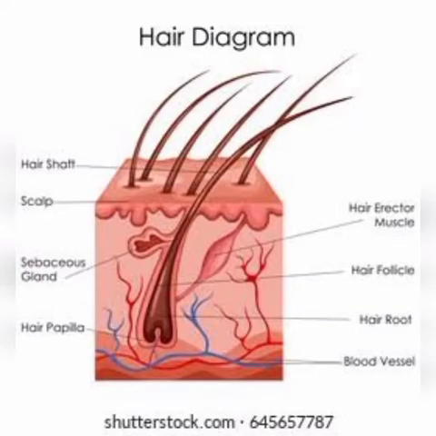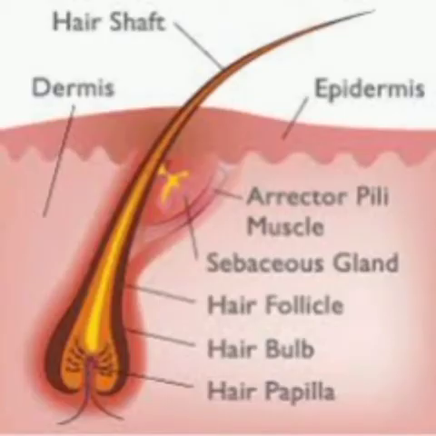Now the next is the root. The root is the hair lying beneath the skin surface. That's the scalp. So you don't actually see this part that we're talking about. Now the next is the shaft. The shaft is the hair above the skin surface. That's above the scalp.